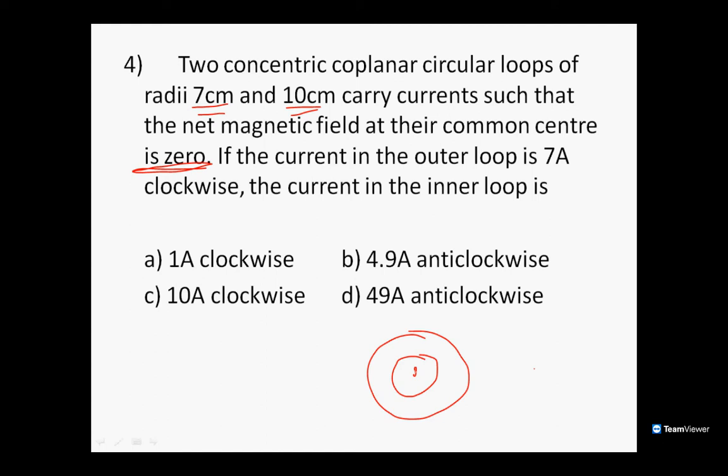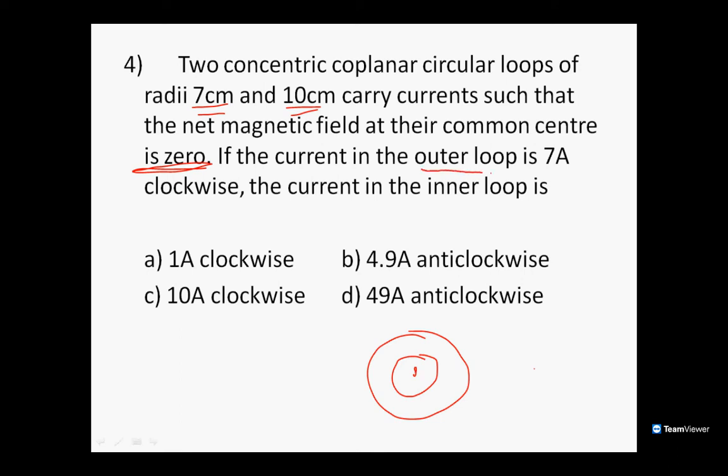When the magnetic field is 0 here, that means for one coil the magnetic field is acting into the board and for another coil it is acting away from the board. This is possible only if current flows in one coil in the clockwise direction and in another coil in the anti-clockwise direction. Understood or not? Because the net magnetic field is 0, both magnetic fields should act in the opposite direction. This is possible if one current flows in the clockwise direction, and certainly in another coil, the current must be in the anti-clockwise direction.